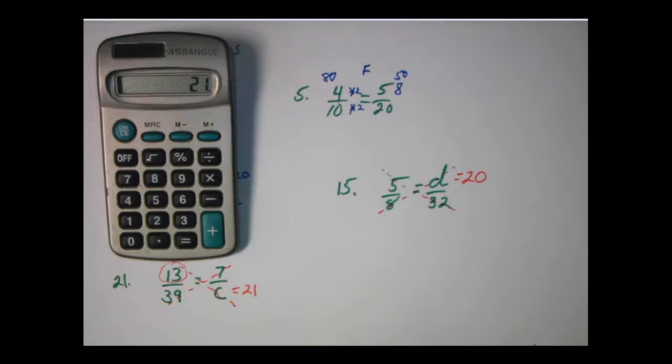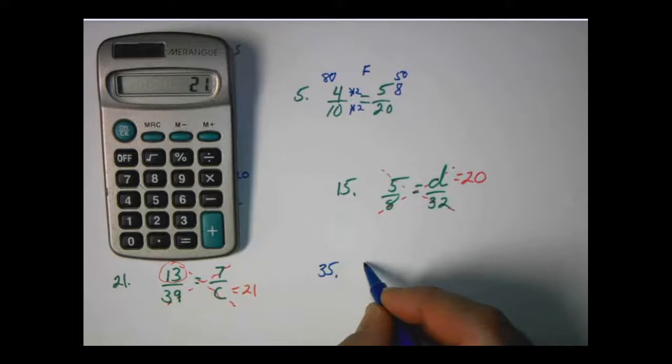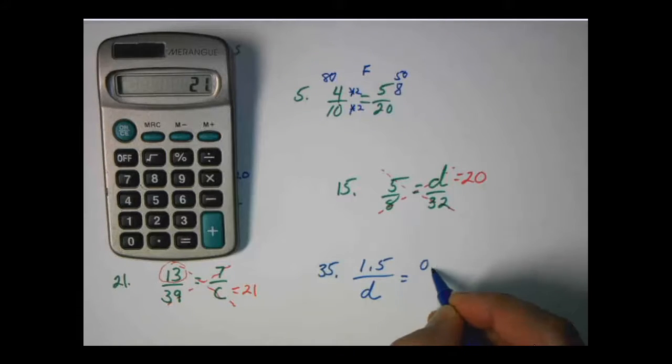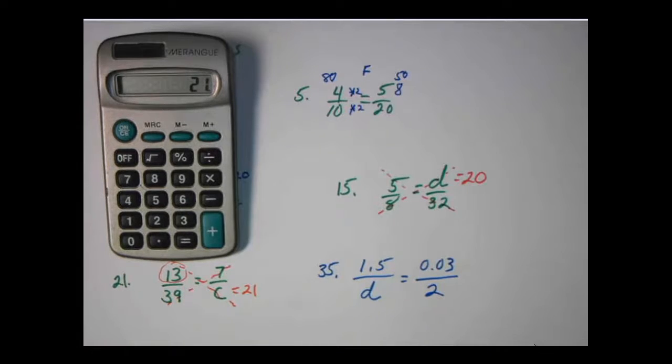So let's continue this, doing some additional problems here. Let's do one using decimals. So let's look at problem number 35. I have 1.5 over D is equal to 0.03 over 2. Okay? Doesn't matter if they're decimals or not, we can still cross multiply or divide.